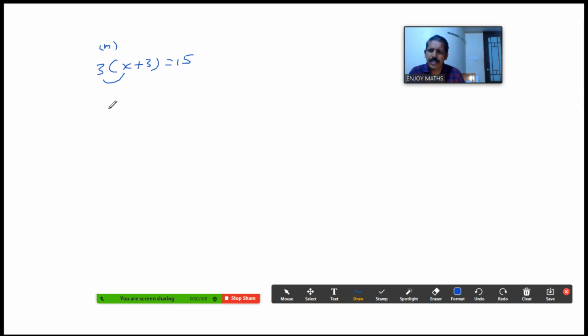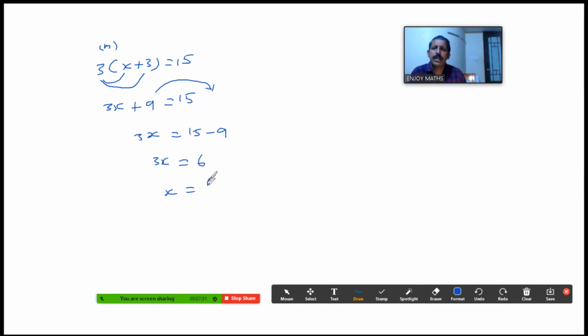3 into x, 3x. Then again you have to go for this. 3 into 3, 9. That is equal to 15. So 3x is equal to 9 when it goes this side. That means plus 9 becomes minus 9. So that means 6. 3x, so x is equal to 6 divided by 3. So now the answer is 2. That's how it is done.